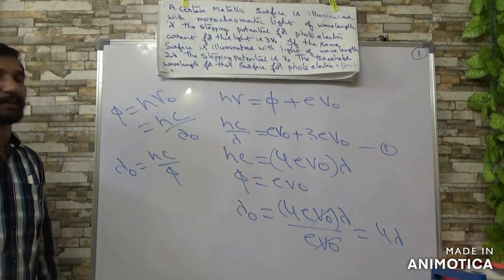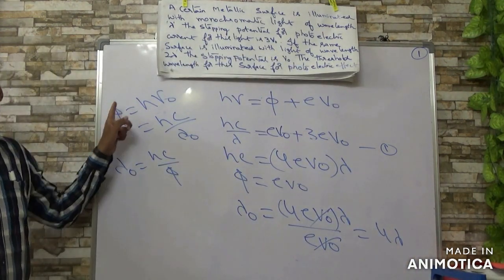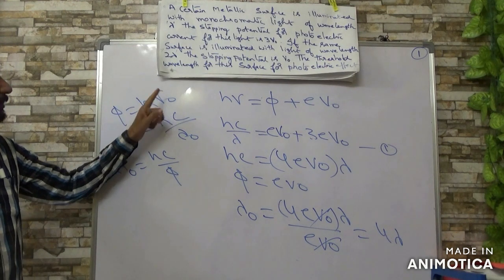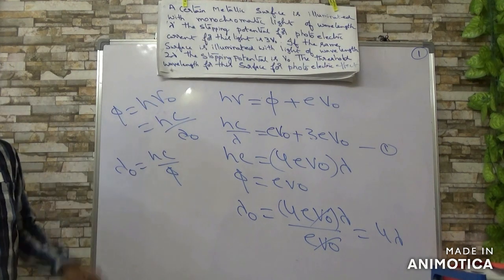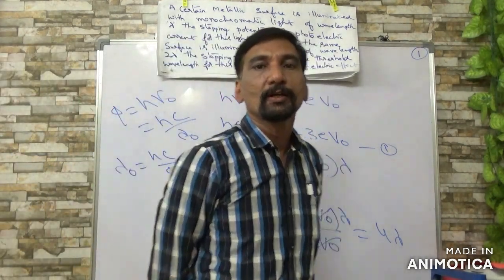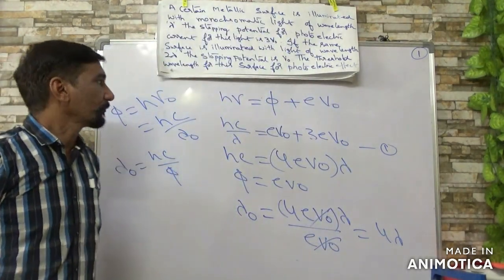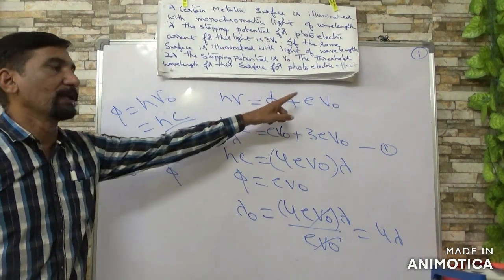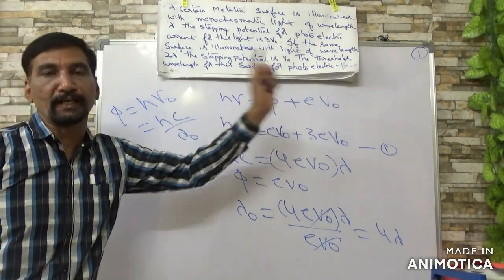Okay, so remember work function is taken as h nu naught, that is hc by lambda naught. So for all problems you need to remember only one important point: h nu equal to phi plus eV naught, otherwise kinetic energy.